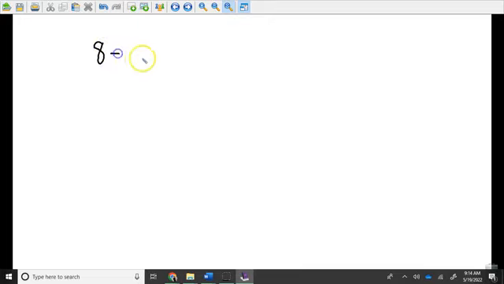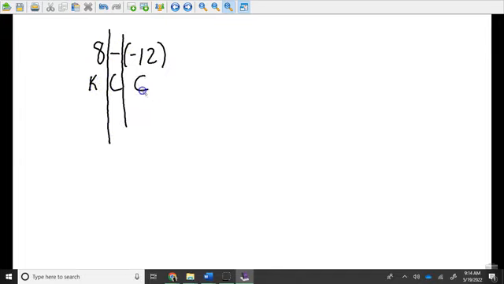8 minus negative 12. Okay? So let's separate them, really help out. K, C, C. Keep the 8, change this to a plus, change this to a positive. Okay? So 8 plus 12 is 20. That's it. When you're adding the same, this is 17.1, adding integers with common signs. That's how it works. Okay?